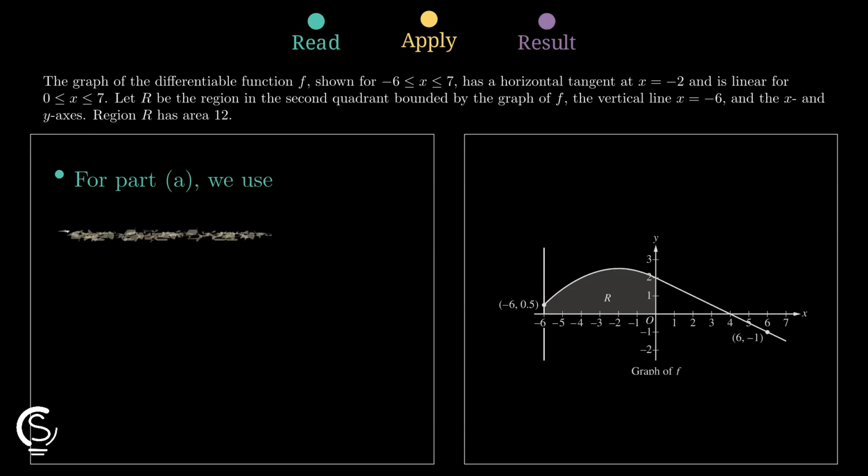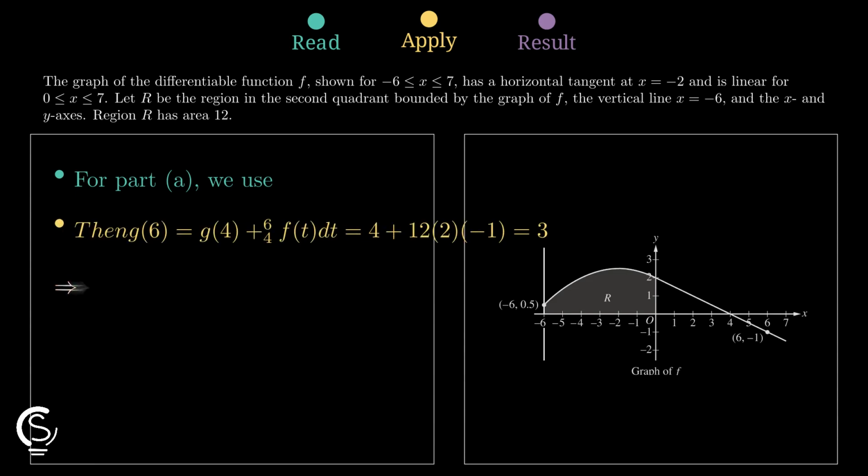0 is less than or equal to x, which is less than or equal to 6. The graph shows that f of x is defined everywhere and f of x equals 0.